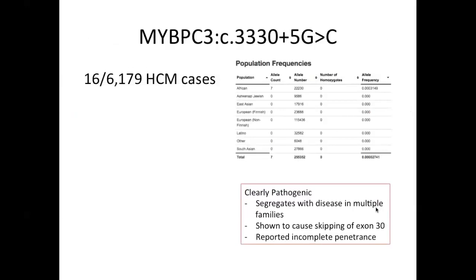So this is the first of those two variants, the one that was flagged as pathogenic. If you look in the ClinVar data, it seems that is clearly the case. It segregates with disease in multiple families, and there's functional data showing that it causes exon skipping, but it has been reported as having incomplete penetrance. If we look at the data in gnomAD, it actually seems to be an African-specific variant.